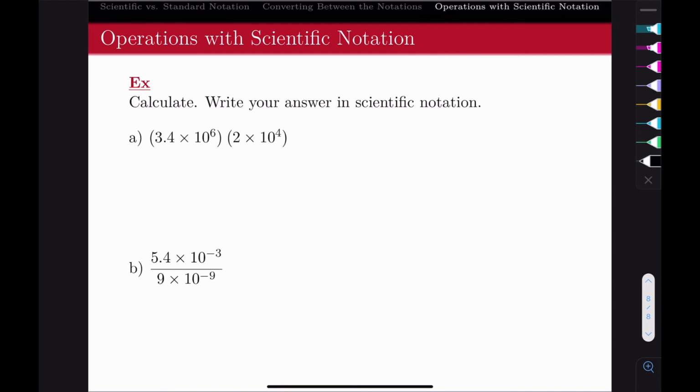At least now we want to get some practice. Just how can I multiply these things? How can I divide them?